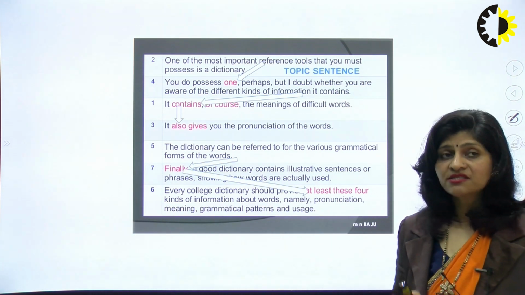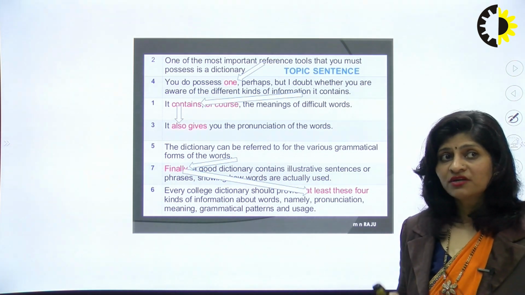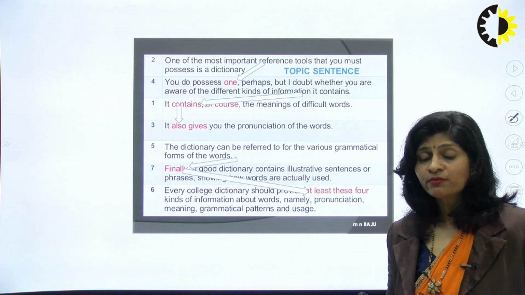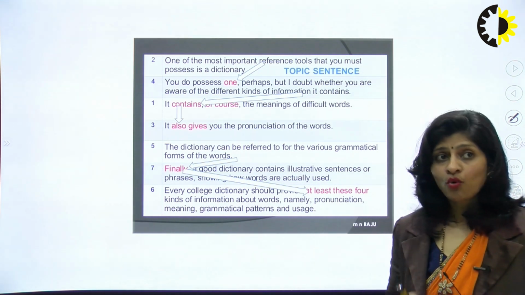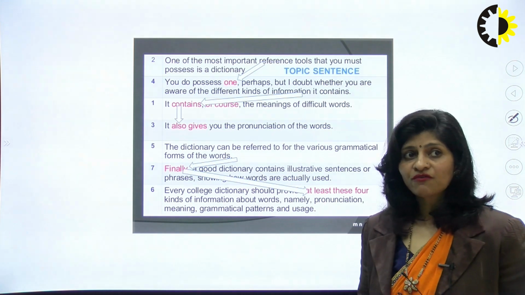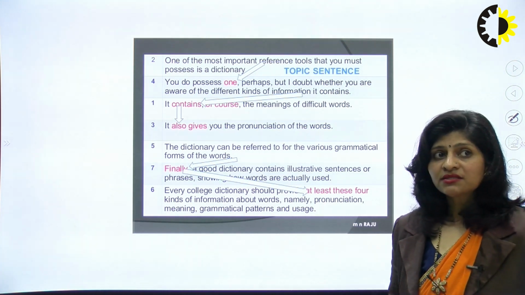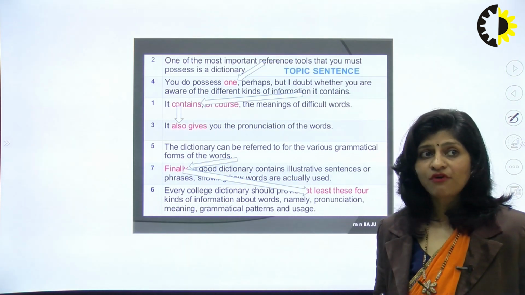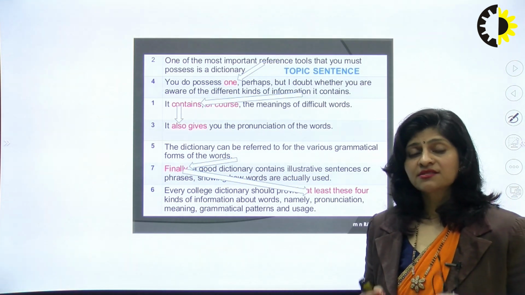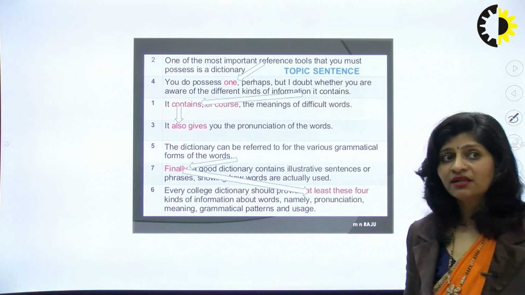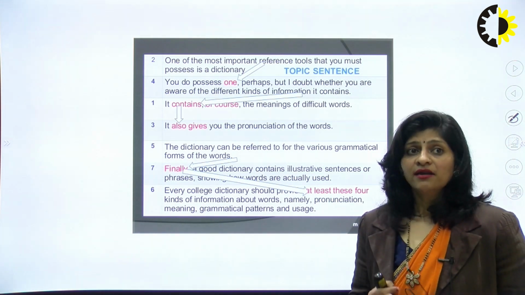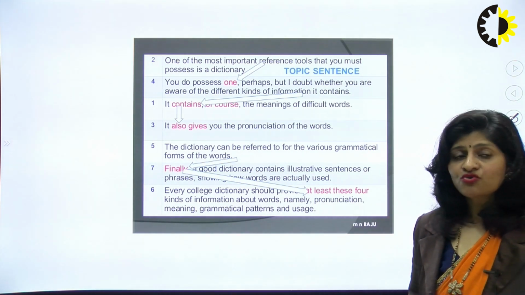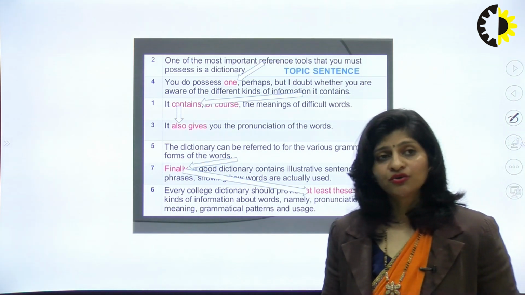So it contains, of course, the meaning of difficult words. This is the first advantage. Then the next one: it also gives you the pronunciation of the words. This is the third advantage. The dictionary can be referred to for the various grammatical forms of the words. Finally, this is the last advantage of the dictionary, that a good dictionary contains illustrative sentences or phrases showing how words are actually used.